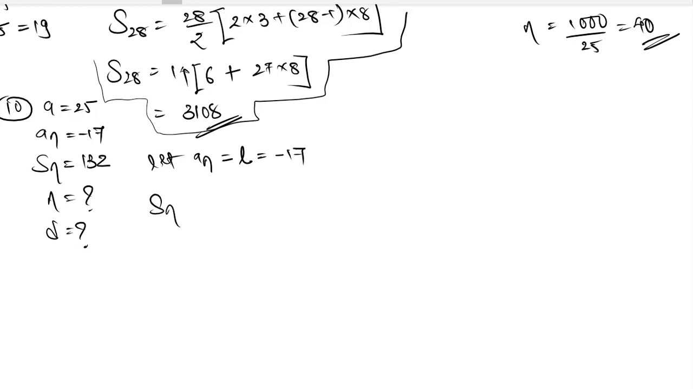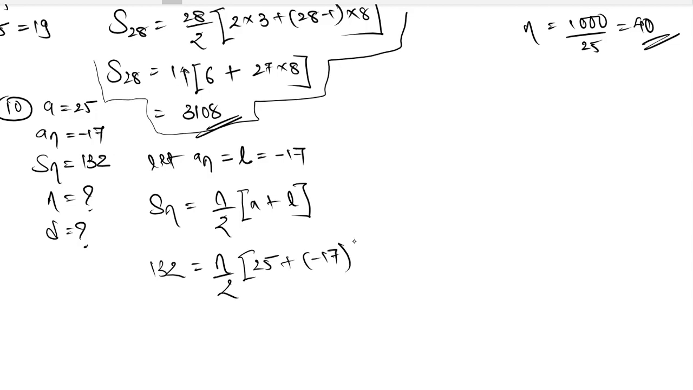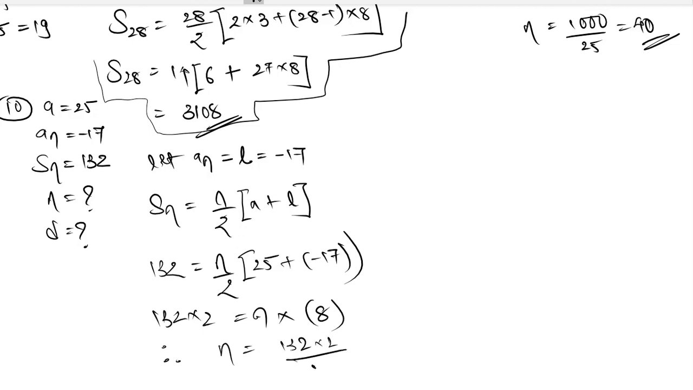Right? So sum of n terms is equal to n by 2 bracket a plus l. Sum of n terms is 132. n we don't know. First term is 25 and last term is minus 17. So 132 into 2 is equal to n multiplied by bracket 25 minus 17. What is 25 minus 17? 8. Therefore, n is equal to 132 into 2 by 8.